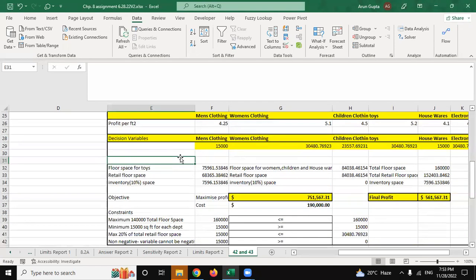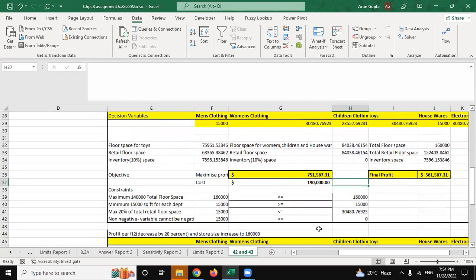And again, the same, we also use Excel Solver. So the final value that we derived is 751,567.31. That's the final value that we derived from maximizing the profit.